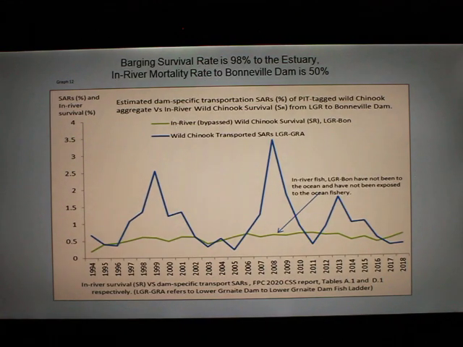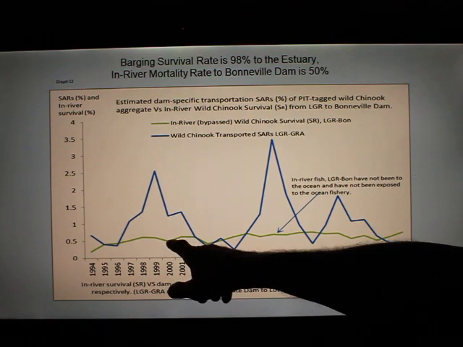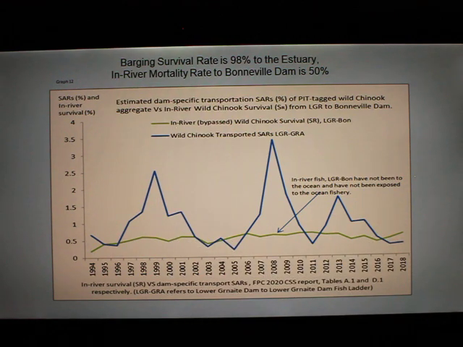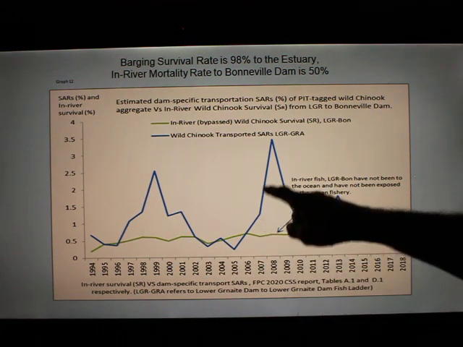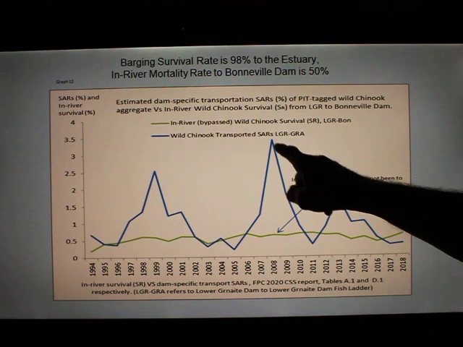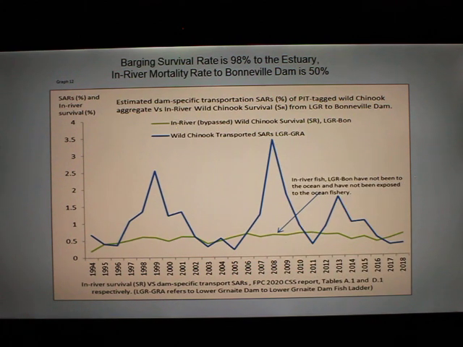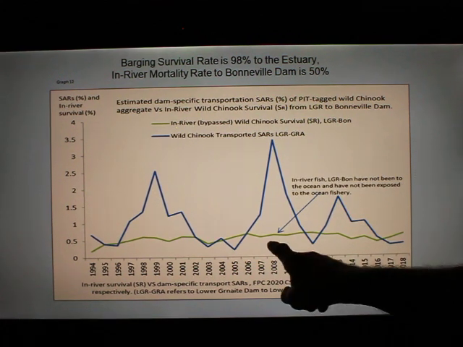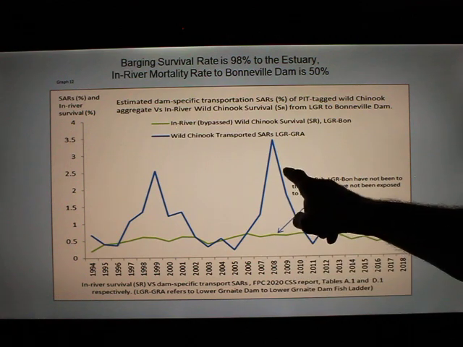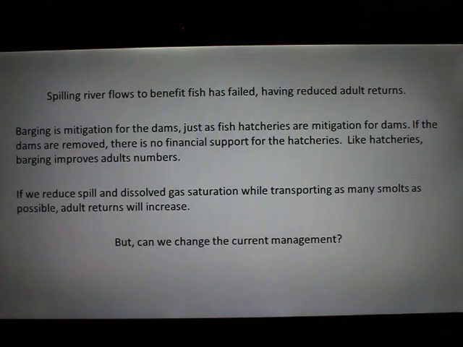Again, we're back to that in-river mortality rate down to Bonneville being at 50% when we have success with fish that are transported and return. These fish did not return to Lower Granite. These fish did. Spilling river flows to benefit fish has failed, having reduced adult returns.